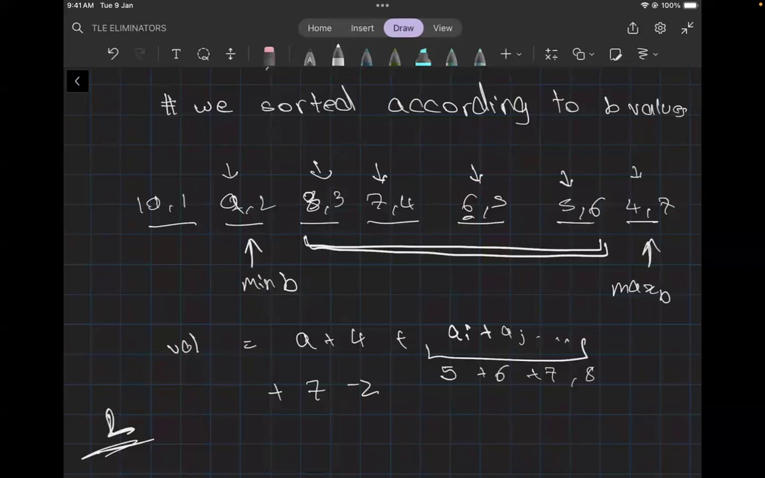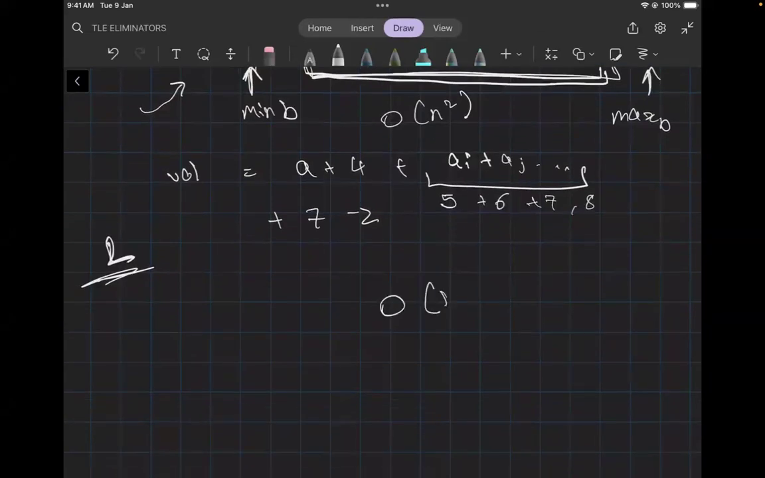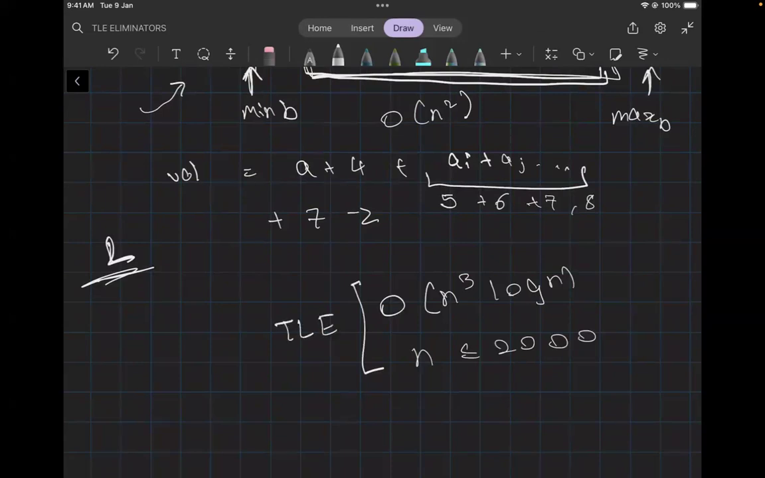Okay. Now, if this idea is clear, how do we actually implement this? Because if you go about doing this as I said, you fix every pair, this is O of n square, and then you do n log n, you sort this somehow. So as someone pointed out, it's going to be O of n cube log n, but n is smaller than or equal to 2000, right? So this is going to TLE for sure. So how do you actually do this?